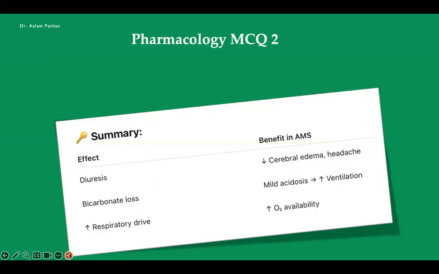Now, what is the summary of this case? We are using the mild diuretic action of acetazolamide. Due to the mild diuretic activity of acetazolamide, it decreases the cerebral edema and relieves the headache and nausea in the patient.